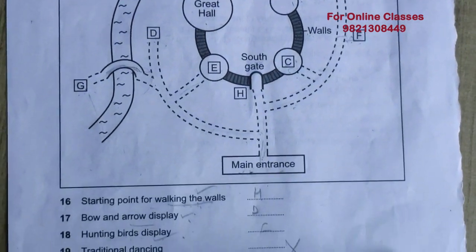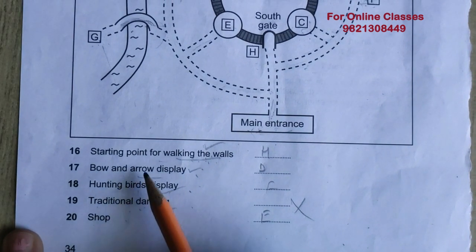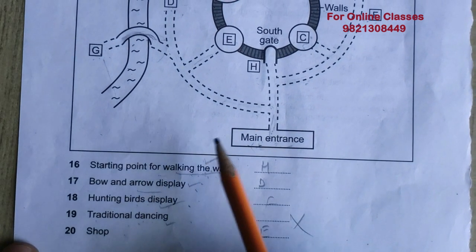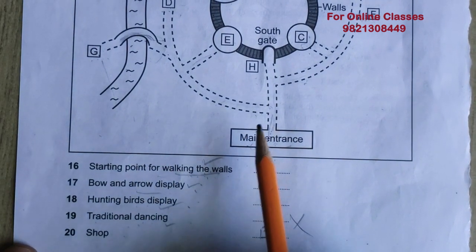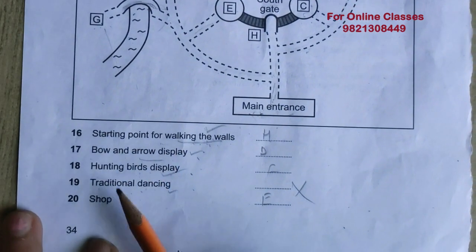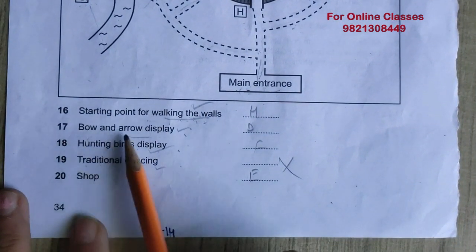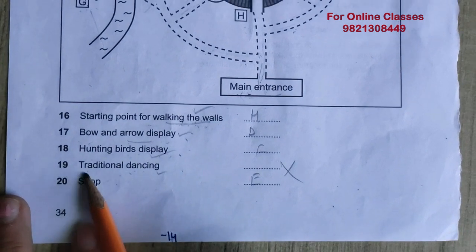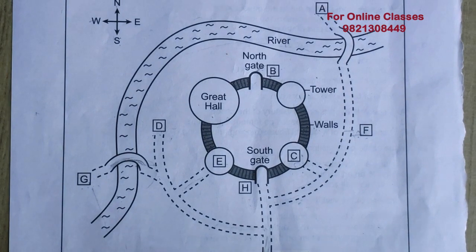So let's start, and please try to read these options also. You have to make it a little faster than in other questions for this question only, because 30 seconds is not enough actually to look at the proper maps as well as this. Okay, starting points for walking the walls: bow and arrow display, hunting birds display, traditional dancing, and shop. Okay, let me play the audio first and answer questions 16 to 20.